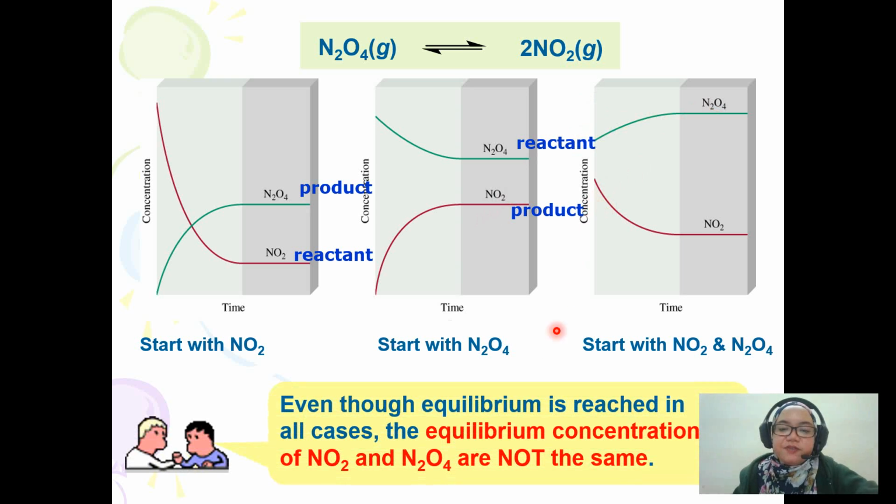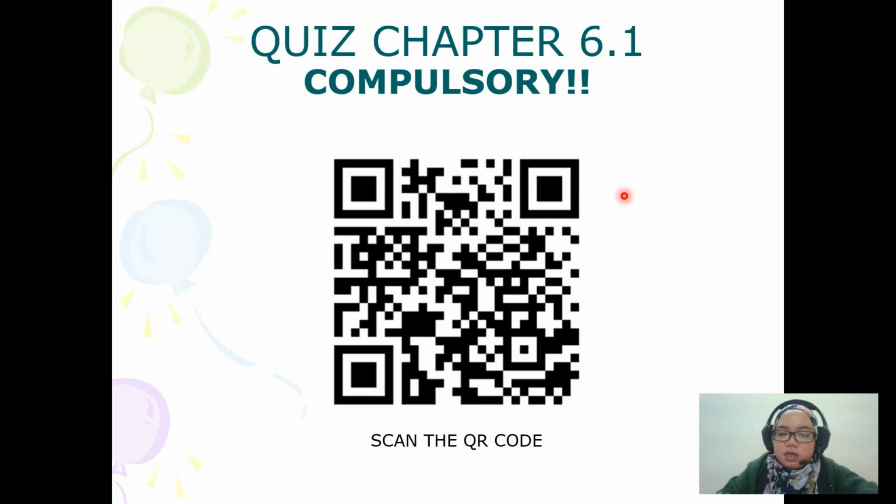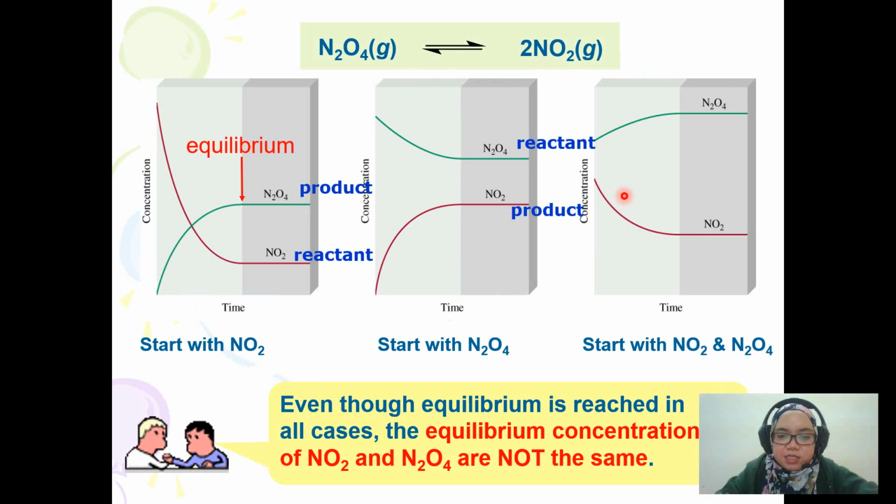Alright. So, even though equilibrium is reached in all cases, the equilibrium concentration of NO2 and N2O4 are not the same. Okay. So for example, this is when the equilibrium is reached for every single reaction. Okay, dia tak tunjuk kat sini macam nak kira.